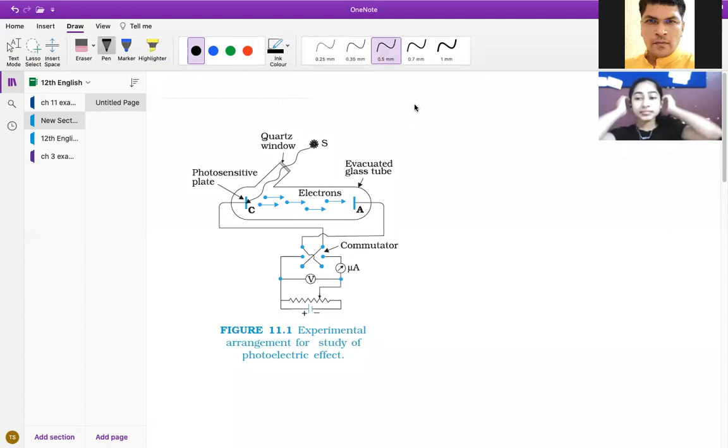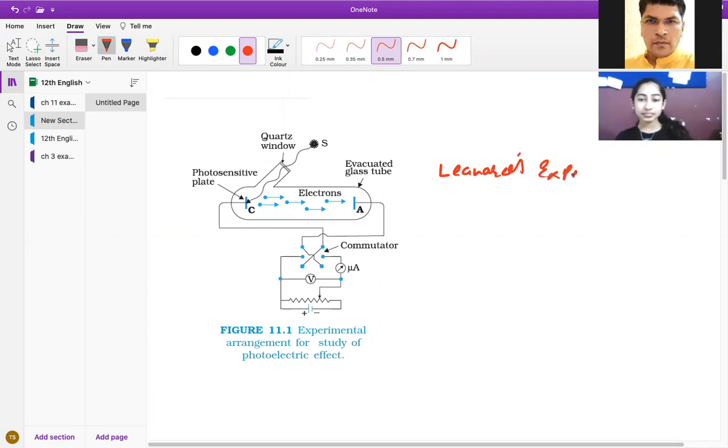So we'll have this experiment. It is called Lenard's experiment. Now, in this Lenard's experiment, they have utilized a concept which we have already utilized. It is called a cathode and anode. For the cathode and anode, initially we have placed a battery like this one.